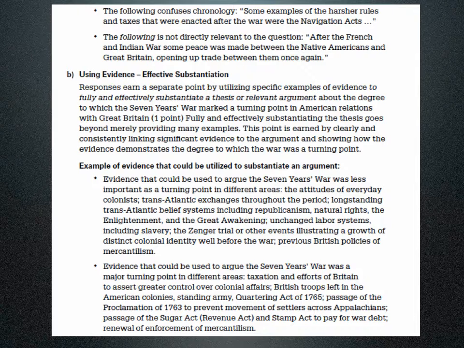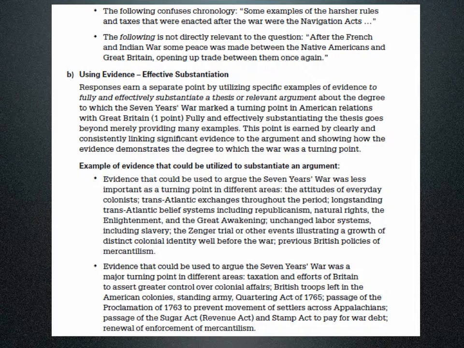So this is some information that the readers say that you can look for in the essays in order to award points. And those are also ways that things remained unchanged. Then at the bottom of the page, the last bullet, evidence that could be used to argue there was a major turning point. Let's look at those.